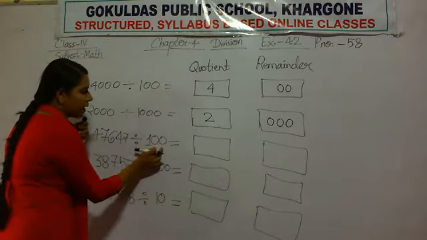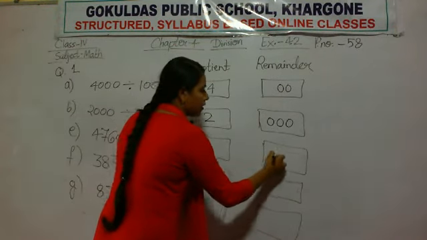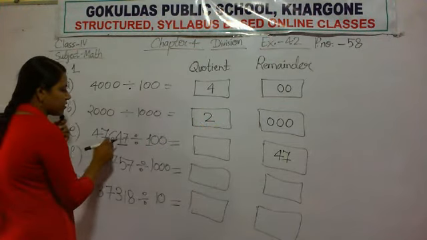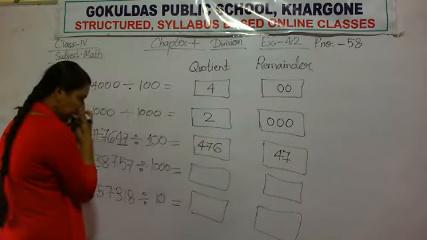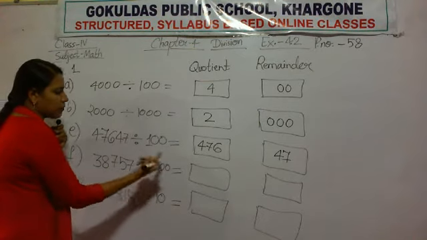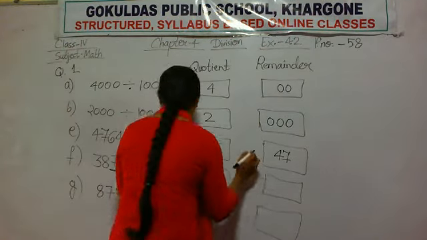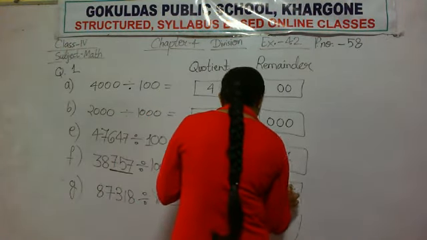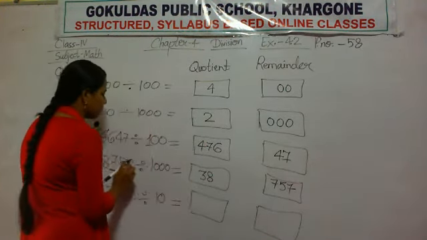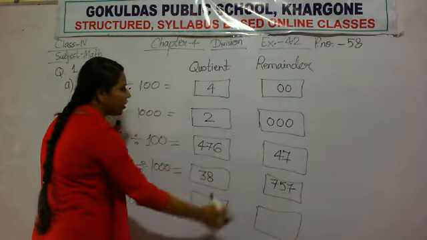If you are dividing any number by 100, then the last 2 digits will be your remainder. That is 47 will be your remainder, and the remaining digits 476 will be your quotient, right? Now move to the next number, that is F. If you are dividing any number by 1000, then the last 3 digits will be your remainder, that is 757 is your remainder, and the remaining digits will be your quotient. So here 38 is your quotient and 757 is your remainder.